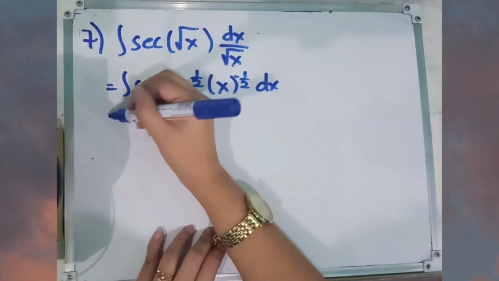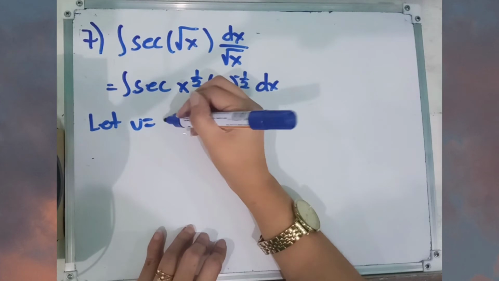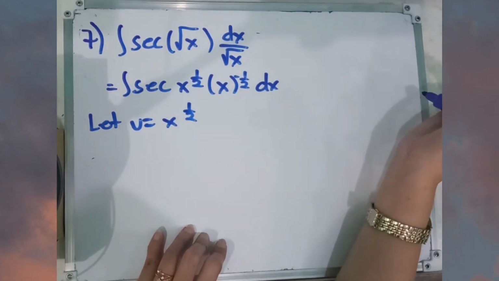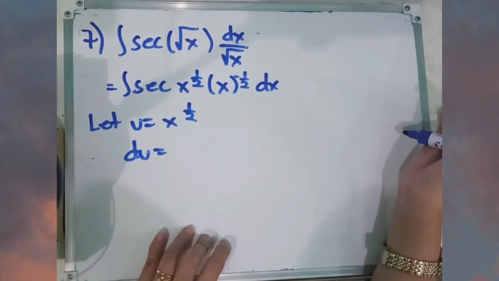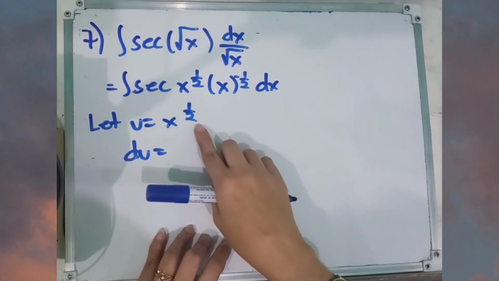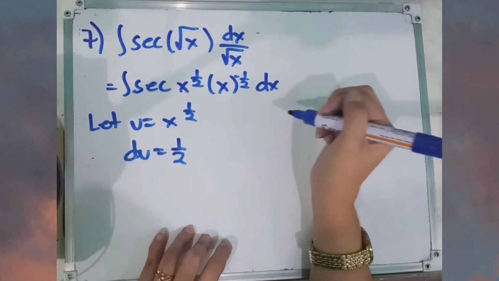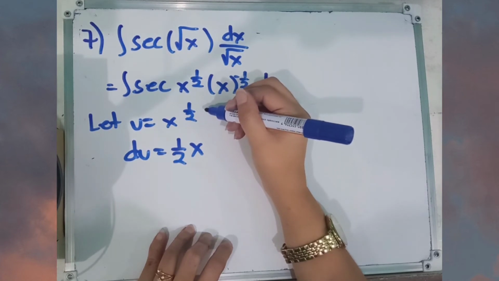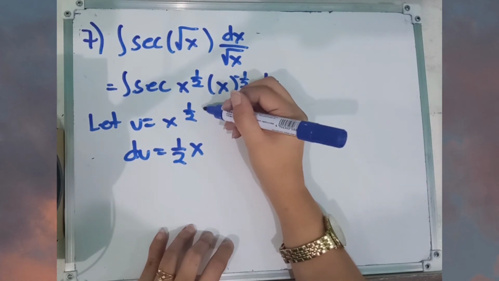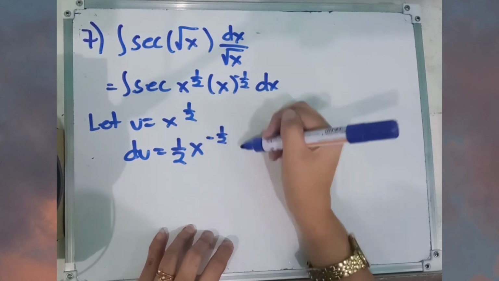Okay, so we can let u be x to the power of 1/2. Now, the derivative of x to the power of 1/2 with respect to x is: bring down the exponent 1/2, then x. Instead of adding, because we add for integral calculus, for differential we subtract. So 1/2 minus 1 is simply negative 1/2 dx.